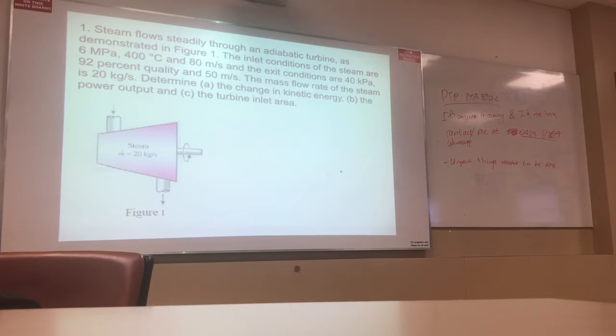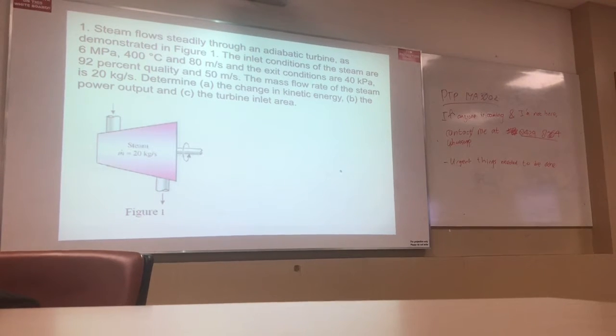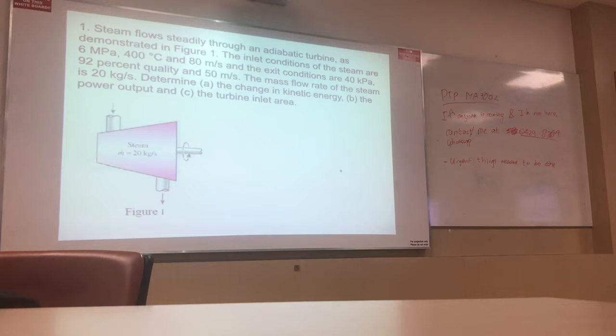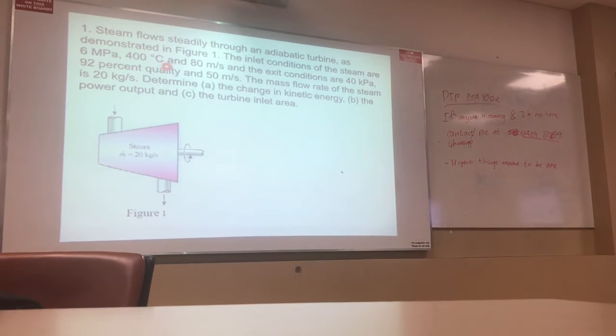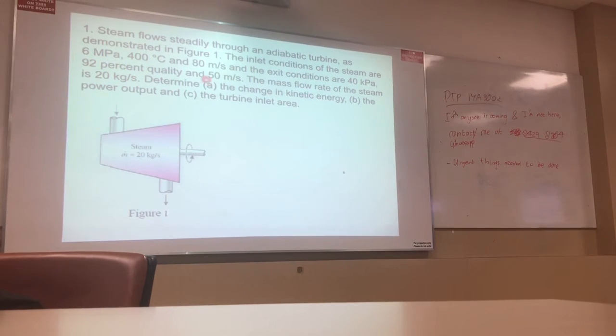The next one, the question. This is related to a steam turbine. Steam flows steadily through an adiabatic turbine, as shown in this figure 1. The inlet conditions of the steam are 6 megapascal, 400 degrees Celsius, and 80 meter per second. And exit conditions are 40 kilopascal, 92% quality, and 50 meter per second. The mass flow rate of the steam is 20 kilogram per second. Determine the change in kinetic energy, the power output, and turbine inlet area. Alright?